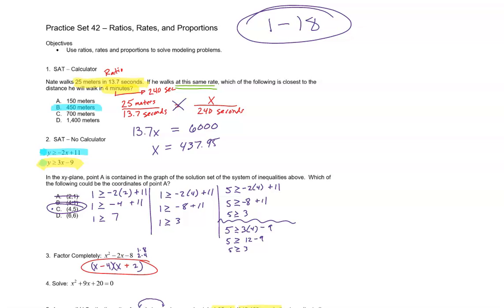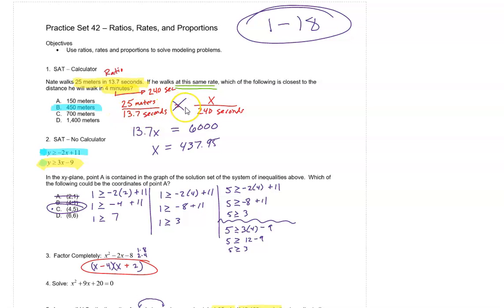So take a look at the first question. This SAT calculator question says Nate walks 25 meters in 13.7 seconds. If he walks at the same rate, which of the following is closest to the distance he will walk in 4 minutes? So they give us the ratio of 25 meters to 13.7 seconds. You can see right here I wrote that immediately because anytime they give us a ratio, we want to use that. So I have meters on top, seconds on the bottom.